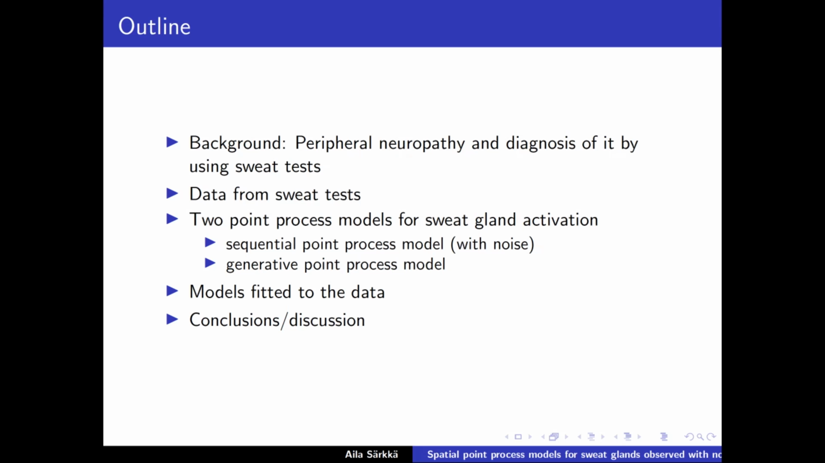And we have introduced two models. The first one is a sequential point process model, with added noise, and I will come later to what the noise is. And then the other one is something that we call a generative point process model. I'm not going into details about them right now, but I will explain them later. And then we fit both these models to the data that we have and look at the goodness of fit of the models. And then I conclude by saying something, for example, about how we could go further.